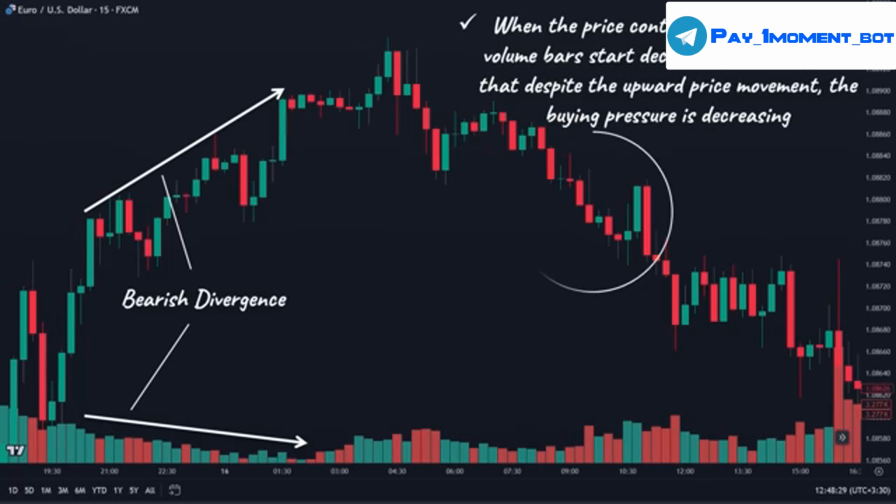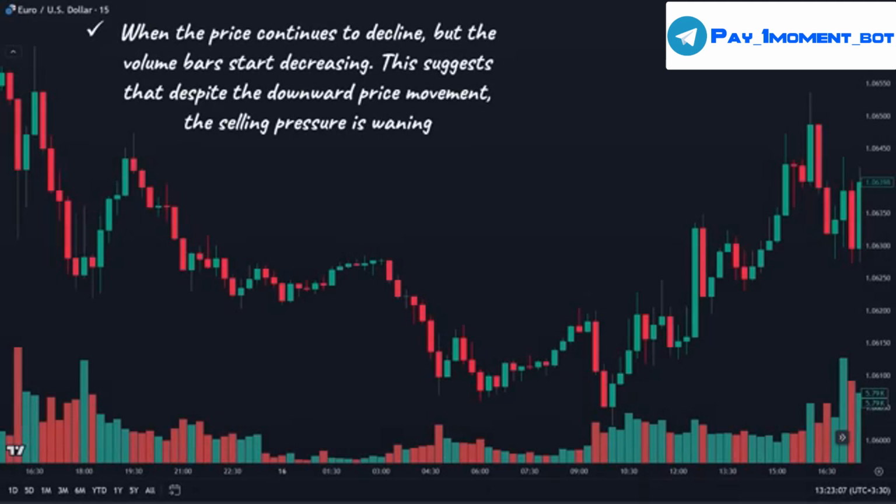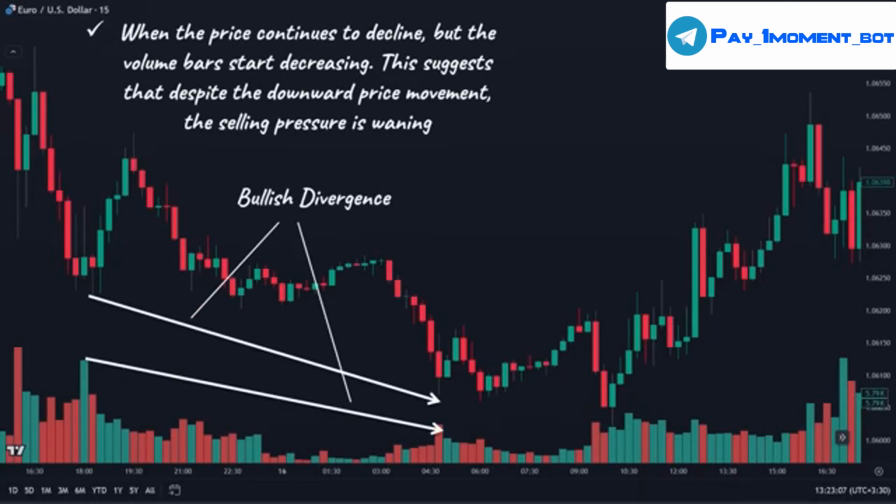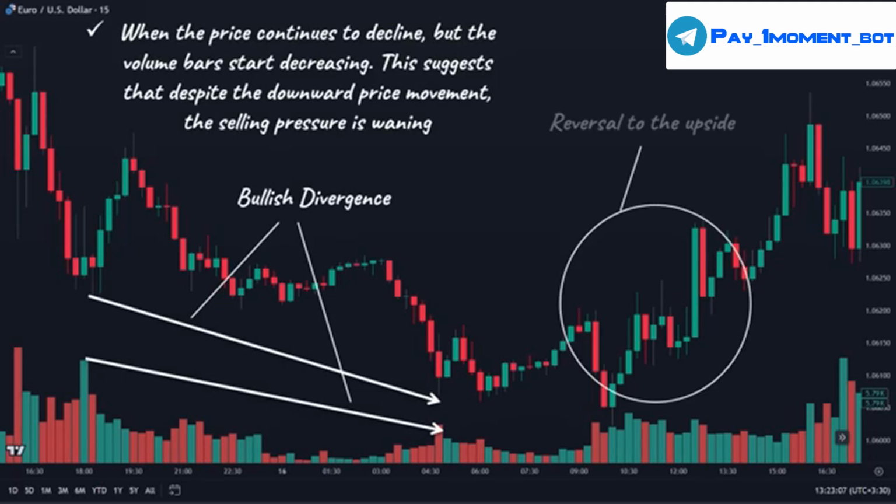This pattern indicates a potential bearish divergence and may signal an upcoming price pause or reversal to the downside. Similarly, in a bearish scenario, divergence occurs when the price continues to decline, but the volume bars start decreasing. This suggests that despite the downward price movement, the selling pressure is waning. This pattern indicates a potential bullish divergence and may signal an upcoming price reversal to the upside.